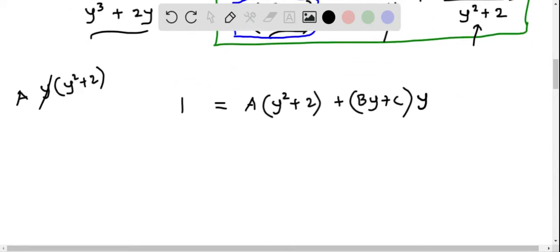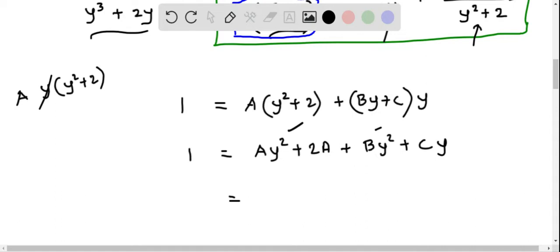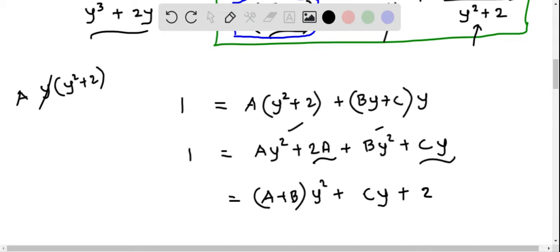Now let's simplify and determine the values of a, b, and c. So here we have 1, and this equals, let's distribute the a. This will be ay squared plus 2a, and plus let's distribute the y here. This will be by squared plus cy. Now let's group the like terms, y squared and y squared. We have two like terms. So when we factor the y squared, we get a plus b times y squared. We then write the y term. So this is the only y term. So we write cy plus we then write the constant term. This is 2a, which is a constant. And so we have set up this equation.